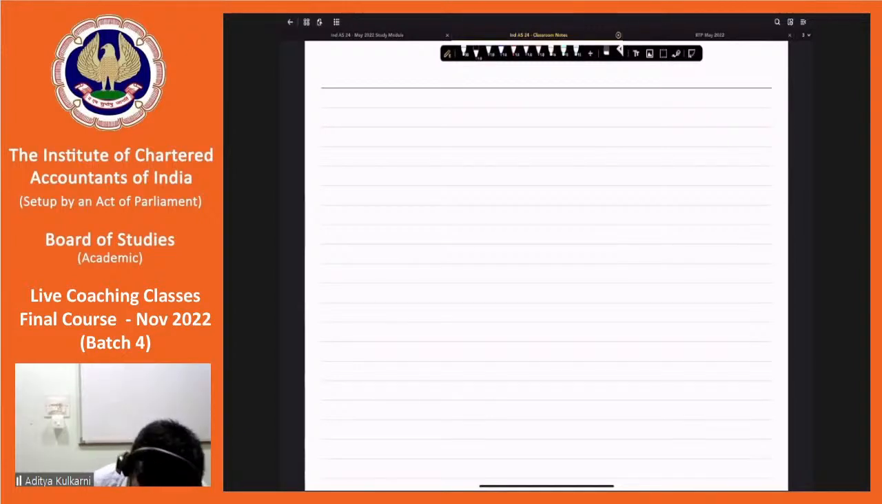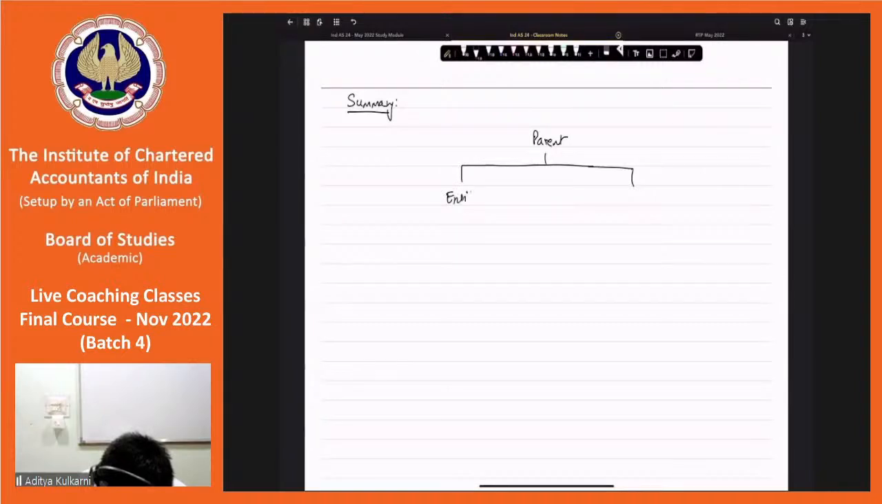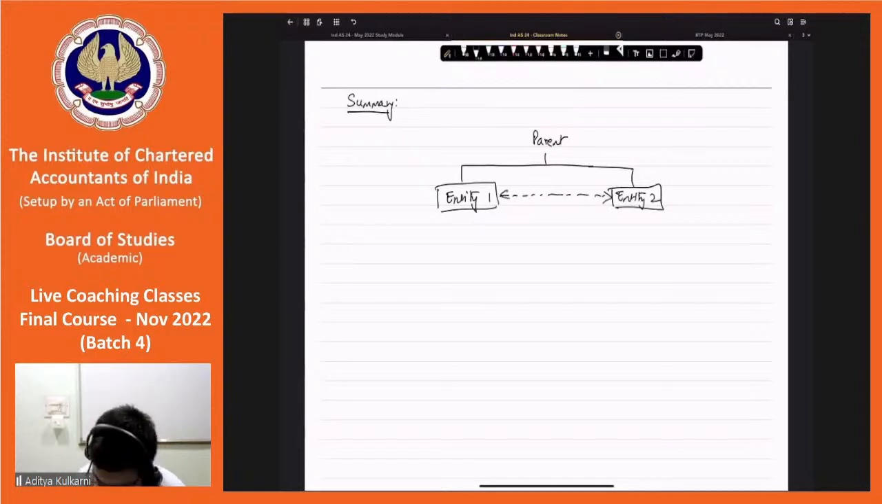So summary. Parent. We are examining the relationship between entity 1 and entity 2. The parent is obviously related to entity 1 as well as to entity 2. The parent is already related to both the entities.